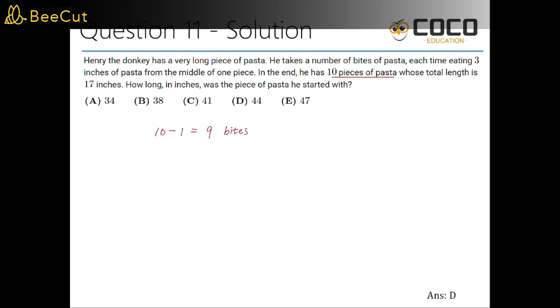Okay, each of the bites is 3 inches. So 3 times 9, 27. This is the one that's eaten. So in the end, there's 17 inches left. So 27 plus 17. At first, the total is 44. So answer is D.